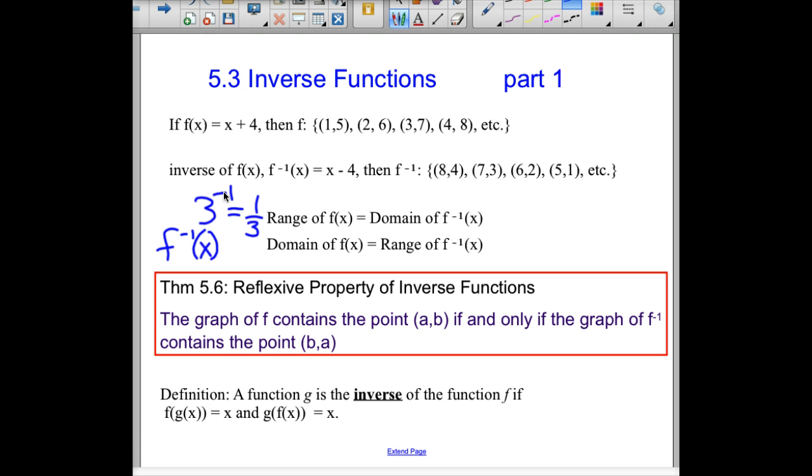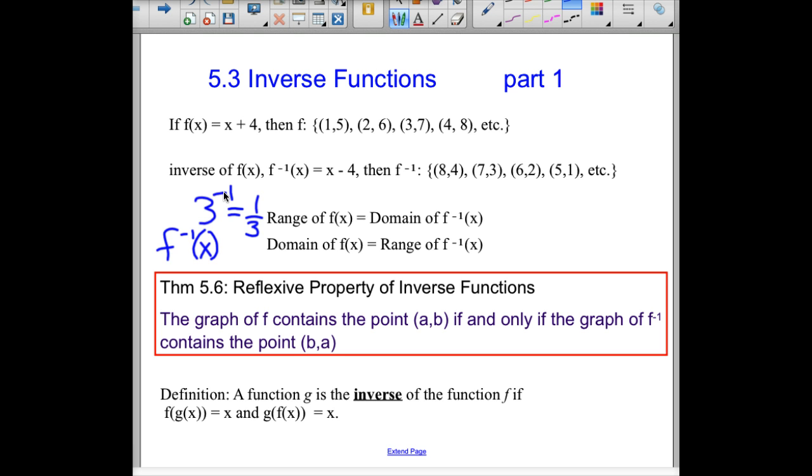So the range of f, the y values of the original function, will equal the x values of the inverse function. The domain of the inverse of f is equal to the range of f of x. And of course then the domain of f of x is equal to the range of the inverse of f.